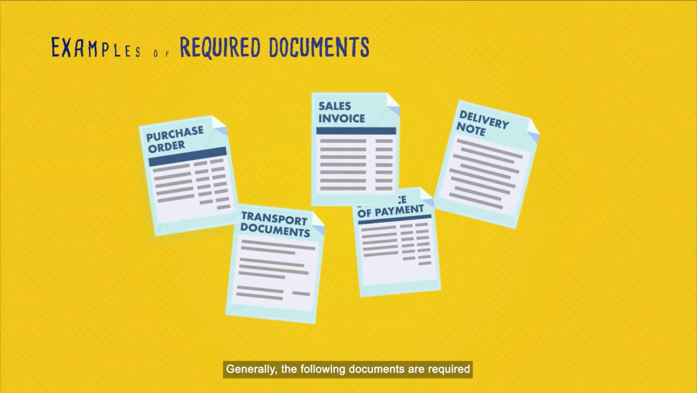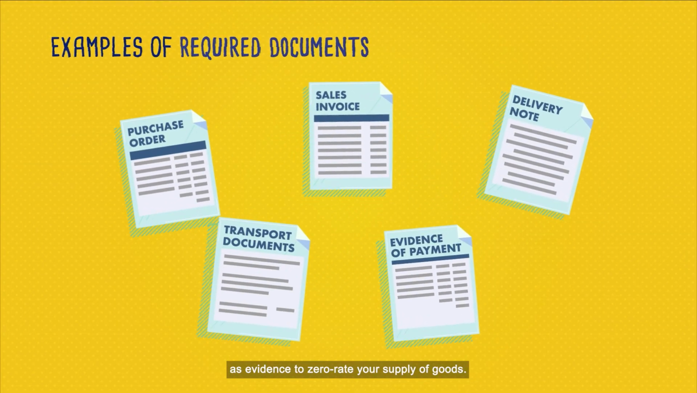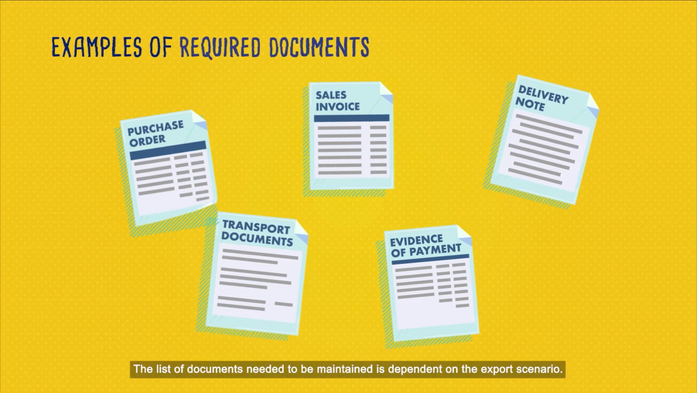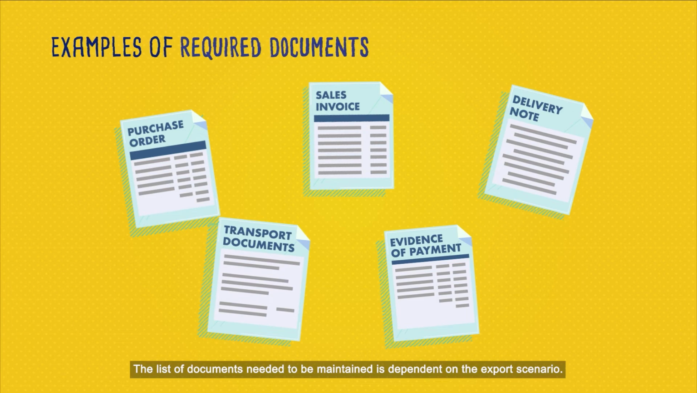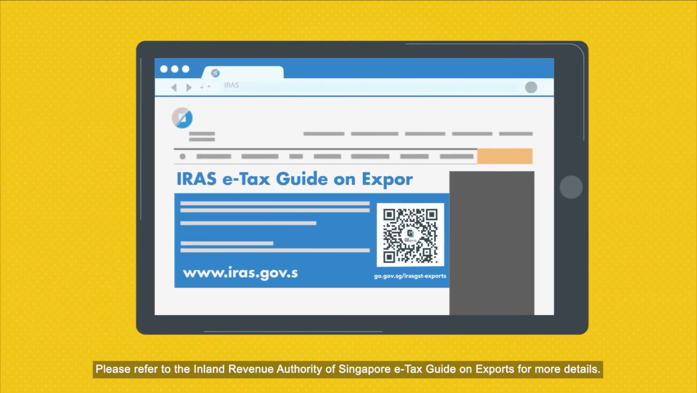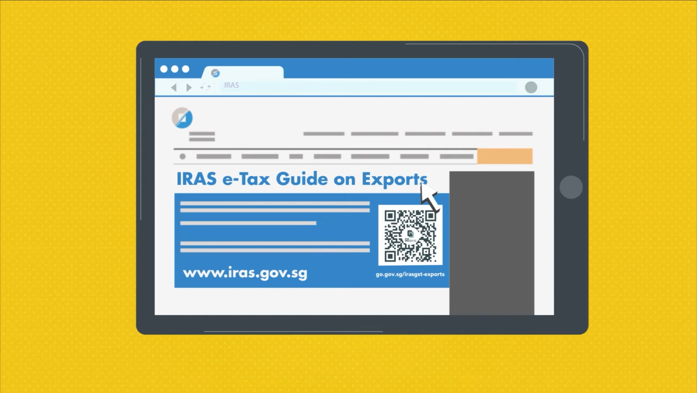Generally, the following documents are required as evidence to zero rate your supply of goods. The list of documents needed to be maintained is dependent on the export scenario. Please refer to the Inland Revenue Authority of Singapore e-Tax Guide on exports for more details.